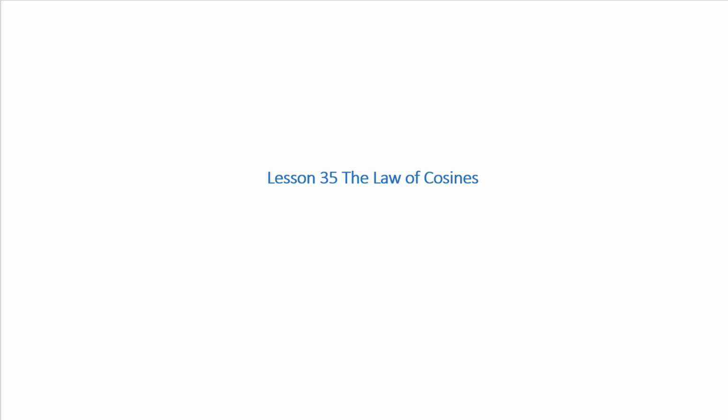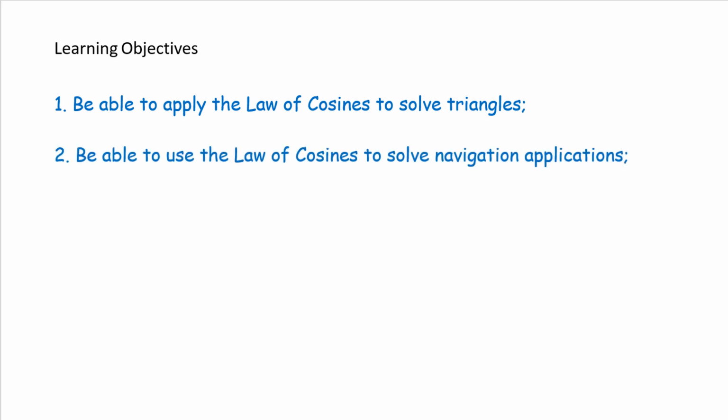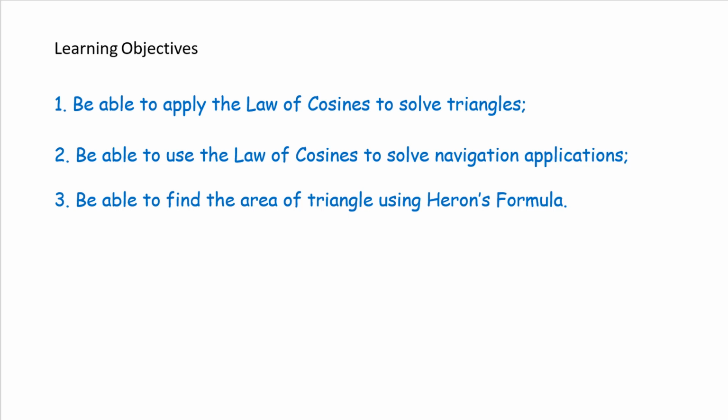This lesson is titled The Law of Cosines. The objectives of this lesson are: 1. Be able to apply the law of cosines to solve triangles. 2. Be able to use the law of cosines to solve navigation applications. And 3. Be able to find the area of a triangle using Heron's formula.